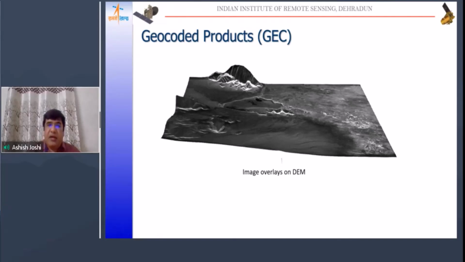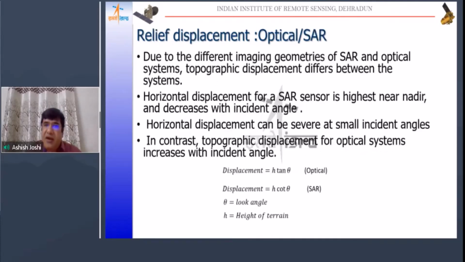Now in the geocoded ellipsoid correction we are mainly using the average height, but because SAR is a ranging sensor, it has very much relief displacement and geometrical distortions due to the height of the terrain. So we have to correct it. If the terrain is undulating or contains more height, then we have to use the digital elevation model, or DEM, to correct the SAR images, because they have greater relief displacement compared to the optical sensor.